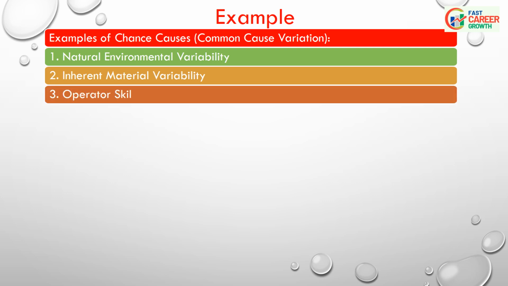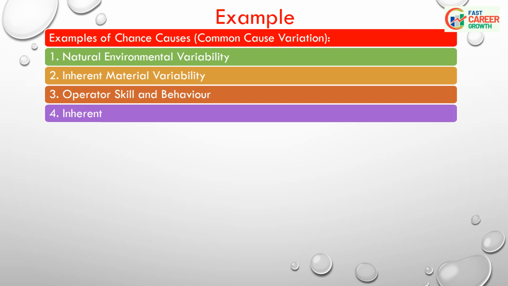Next is operator skill and behavior. Day-to-day fluctuations in the speed at which a skilled operator assembles components. Minor differences in the typing speed of data entry clerks. Next is inherent machine variability. Minor variations in the cutting speed of a machine tool. Random variations in the output of a printer.